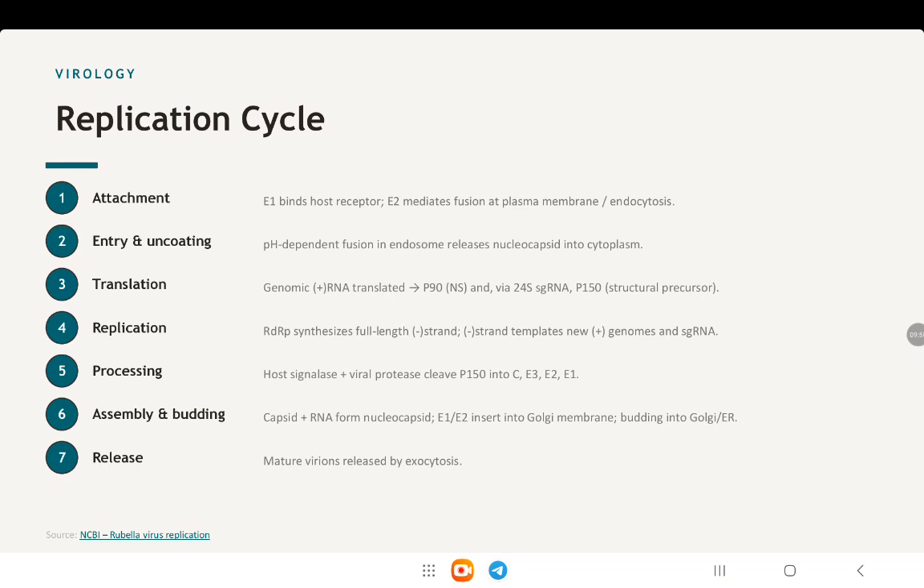Replication cycle of rubella. Rubella virus replicates in the cytoplasm of the host cell. The first step is attachment. The E2 protein and E1 protein bind to the receptor on the host cell surface. Next, the virus enters the cell through endocytosis.